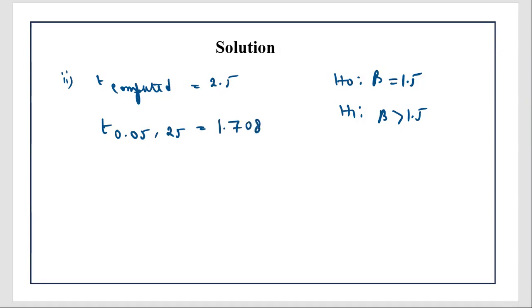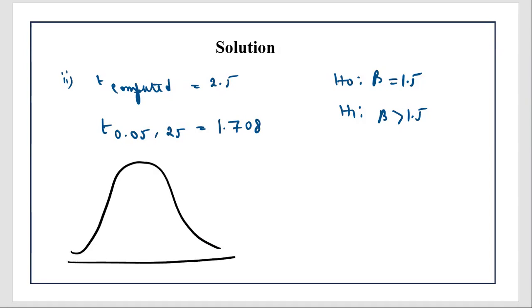So now the scenario is like this. This is the t distribution. I'm drawing a freehand diagram, so please pardon me for that. T distribution will look something like this. Here you have only one rejection region, not two. This is a right tail test. See, this is a right tail test. Here you have only one rejection region.